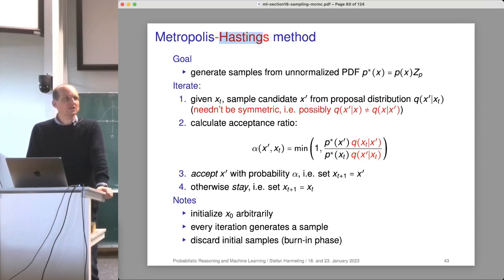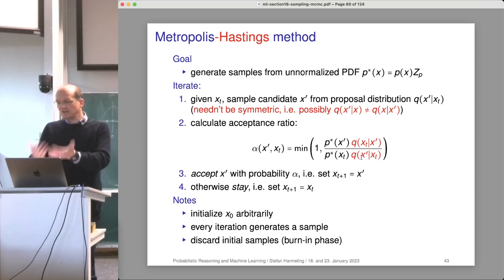The only change is to put these proposal distributions also into this acceptance ratio here. So the forward step gets multiplied with the p star of x prime, and the probability for going backward gets multiplied with the p star of x sub t. However, again, why put it here? We only see when we look in a couple of slides at the proof why this works at all, right? So far, we have just seen the algorithm.